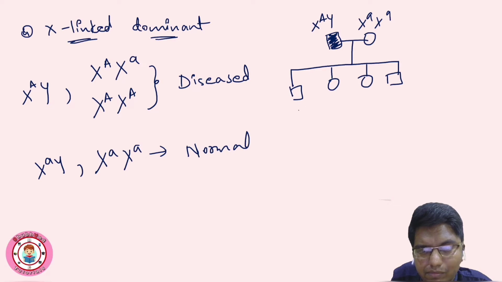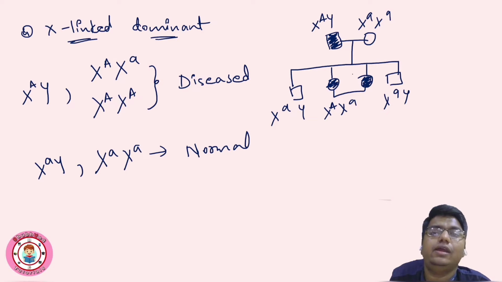See, the boy will get Y from this father. And here will be XA. Here also XA, right? And the daughters will be XA, right? Both the cases. Both of these are affected, because a single allele in heterozygous condition will express the disease, since this is a dominant trait, so this will be diseased, right? Both the daughters.